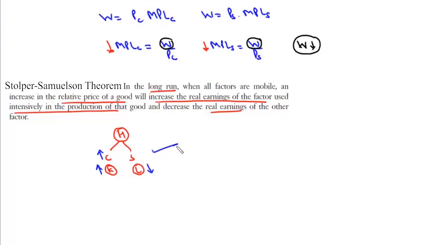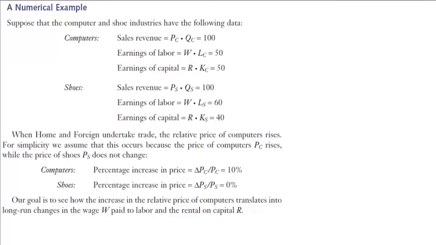Now we'll take a numerical example. For this example, we are given two industries, computers and shoes. Sales revenue, PC into QC, is 100. Earning of labor, W into LC, is 50. And earning of capital, R into KC, is 50. Now for shoes, sales revenue is 100, earning of labor is 60, and earning of capital is 40. Now it says when home and foreign undertake trade, the relative price of computers increases by 10%, whereas there is no change in the price of shoes.